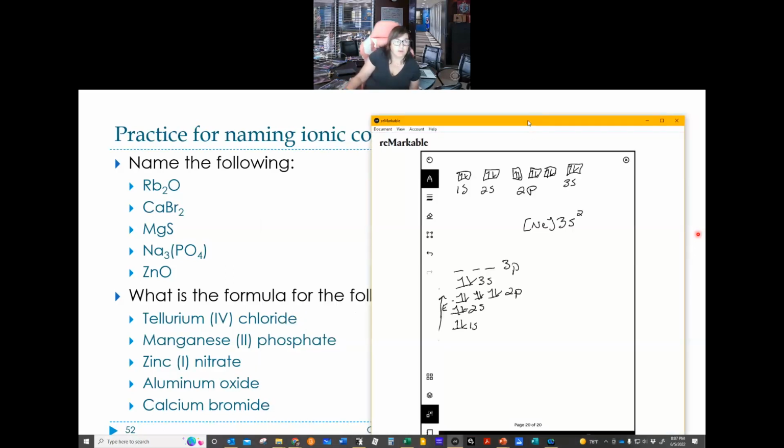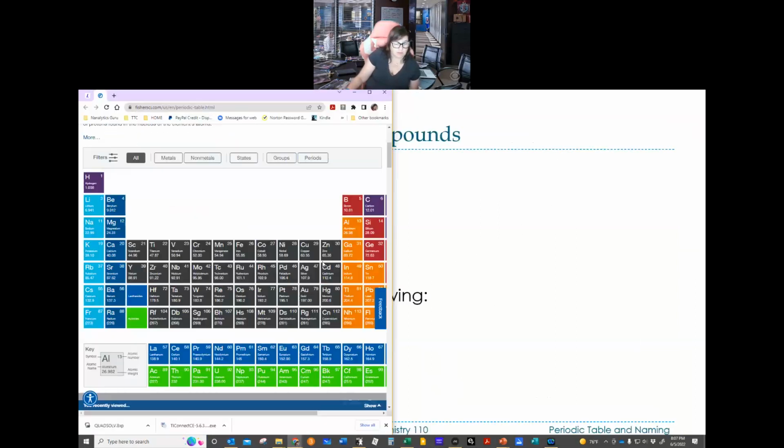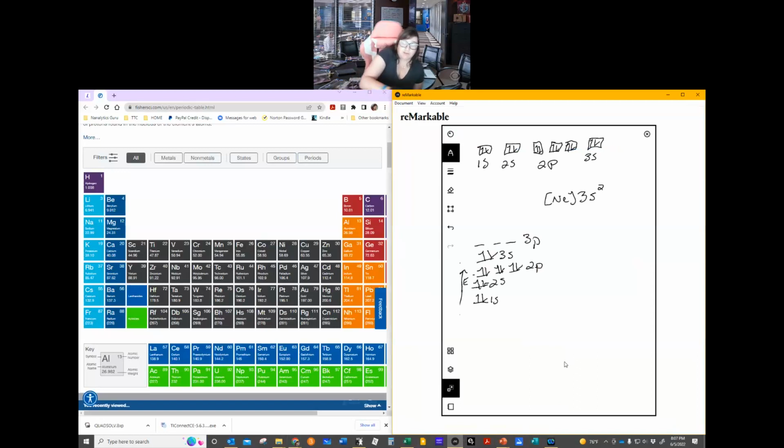So, the drawings that I had before, we'll have our periodic table over here just in case I need it. All right, so tellurium(IV) chloride, and the IV is of course in parentheses. Tellurium is Te. I know this is a 4 plus. Chloride is Cl. I know it's a 1 minus. And so that's going to be TeCl4.